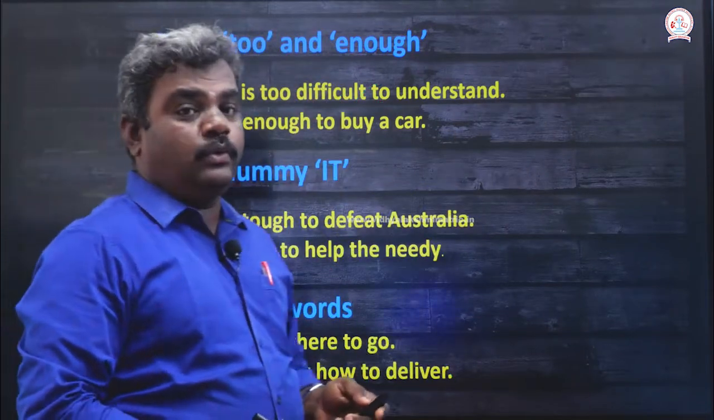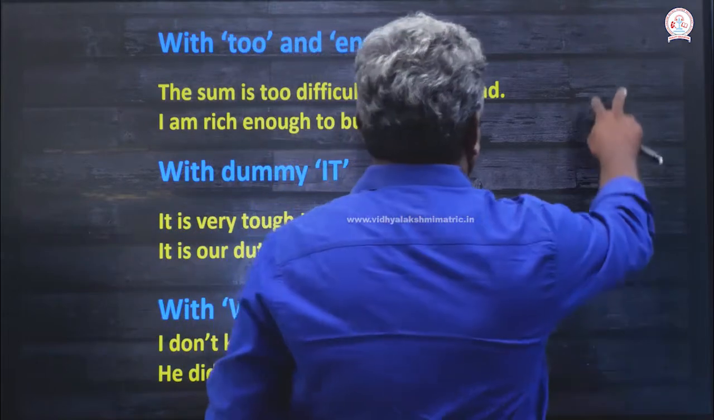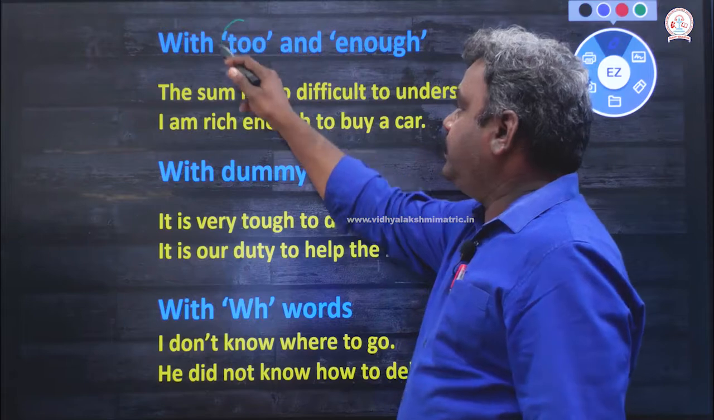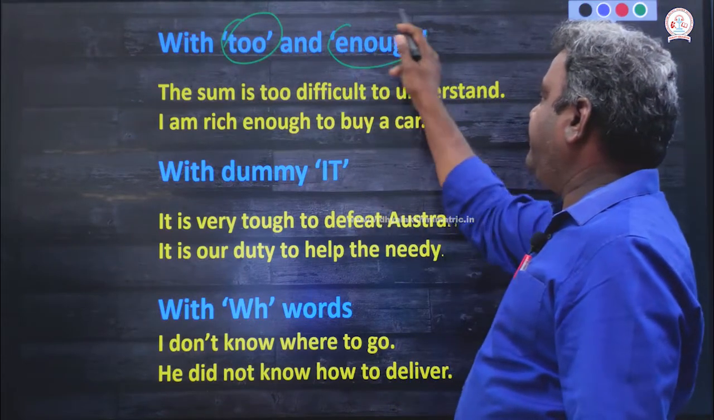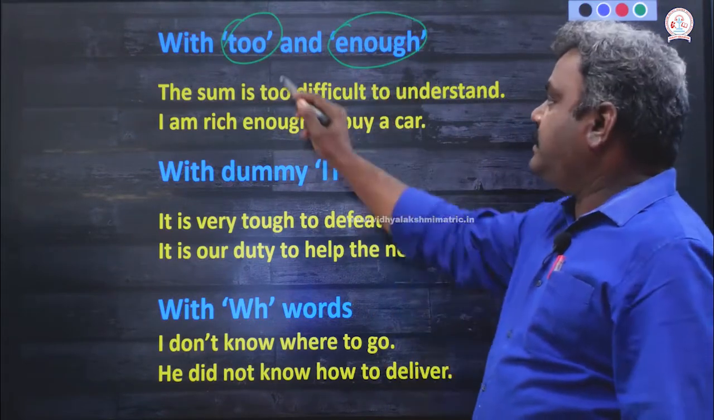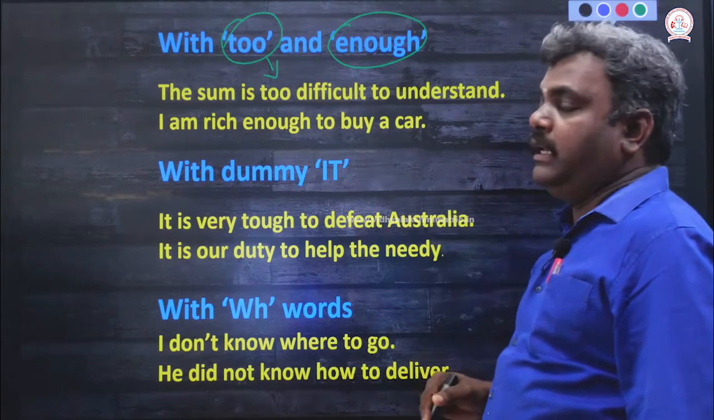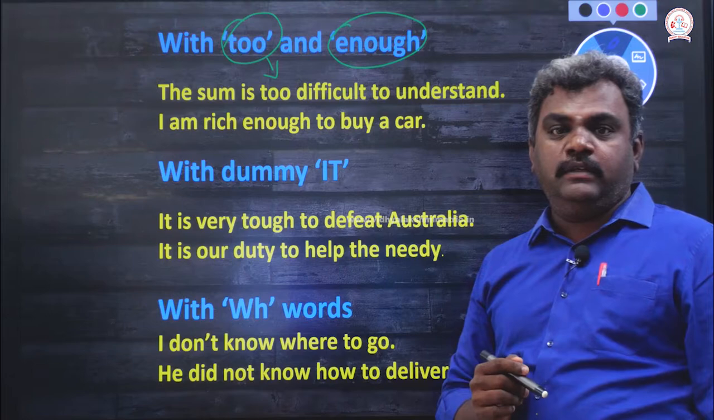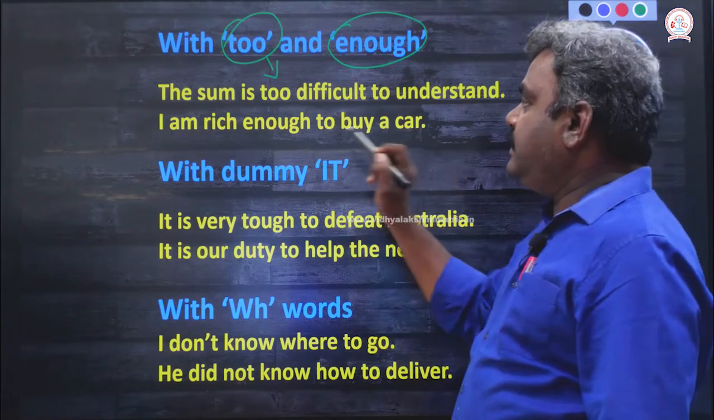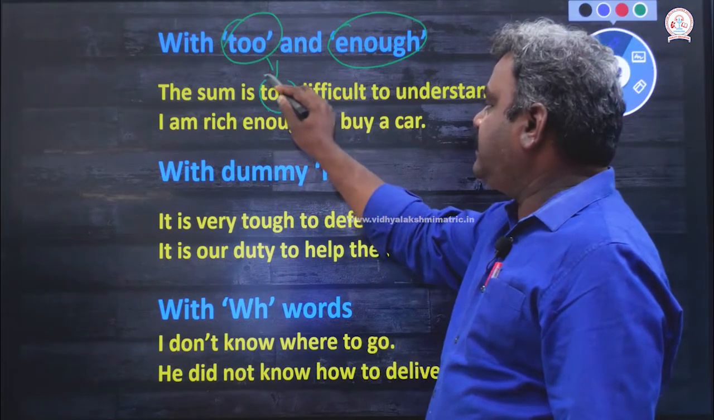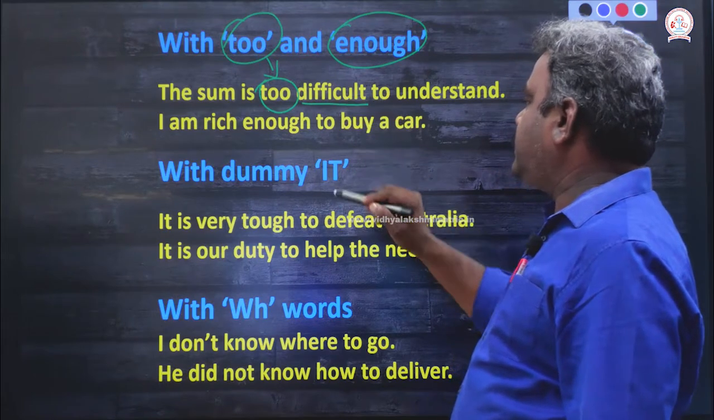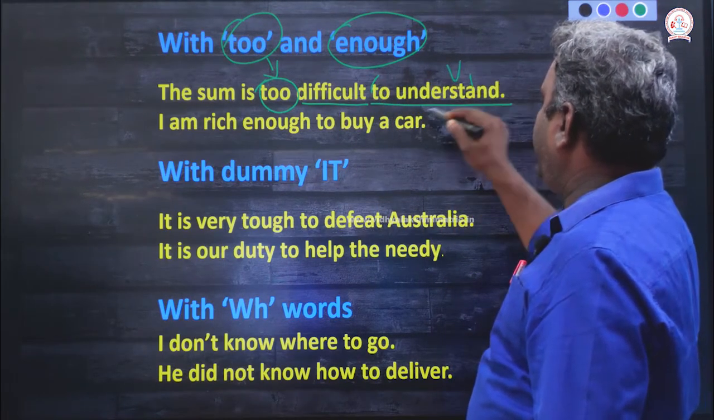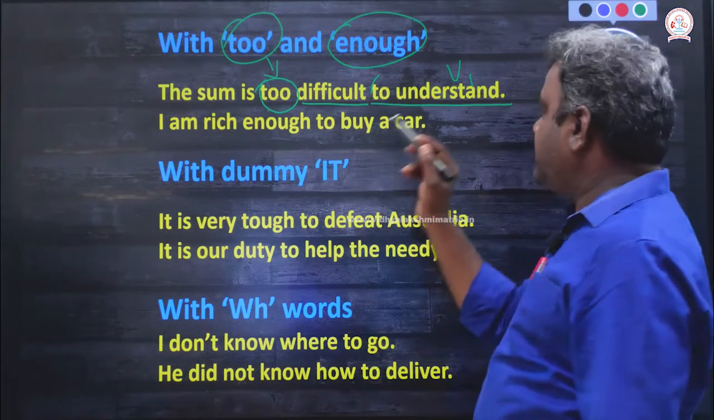Most of the students don't know about this. I will tell you where to use it: with too and enough. This can be used in simple sentences in transformation. The sum is too difficult. After too we can find this adjective. Then it comes to understand. This is V1. Then you can find the to. This is called infinitive.